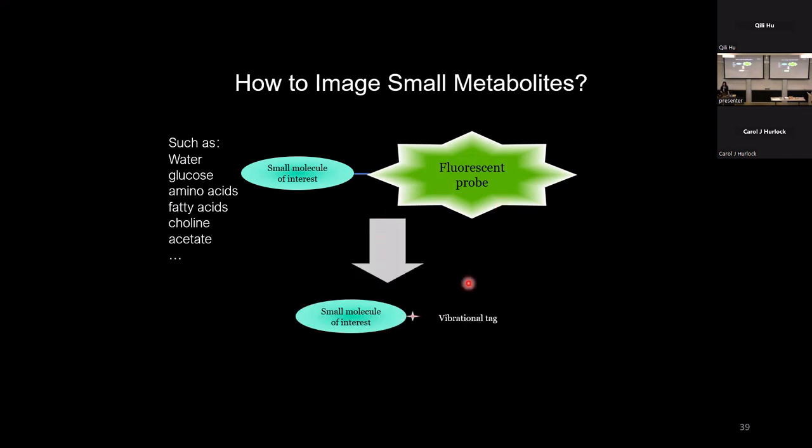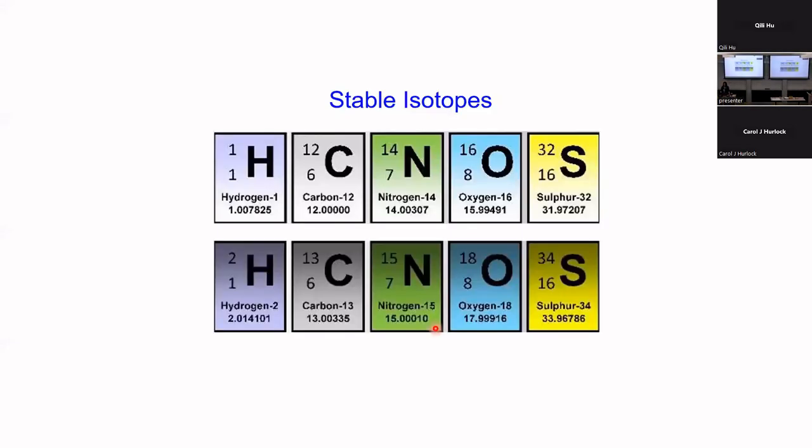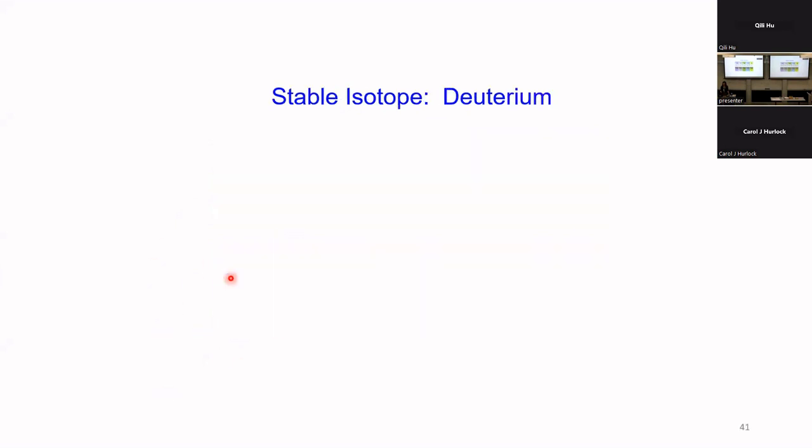So our idea here is to generate a single chemical bond. You can attach an atom and generate a specific chemical bond that allows you to track the metabolic activity of small metabolites such as amino acids or glucose or fatty acids or choline or acetate. And then you can see how they incorporate into different macromolecules. So this atom will be generated by an isotope of hydrogen, which is called deuterium here.